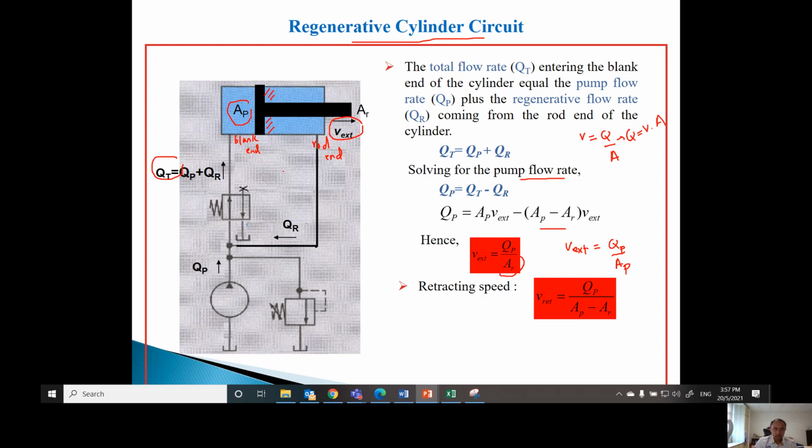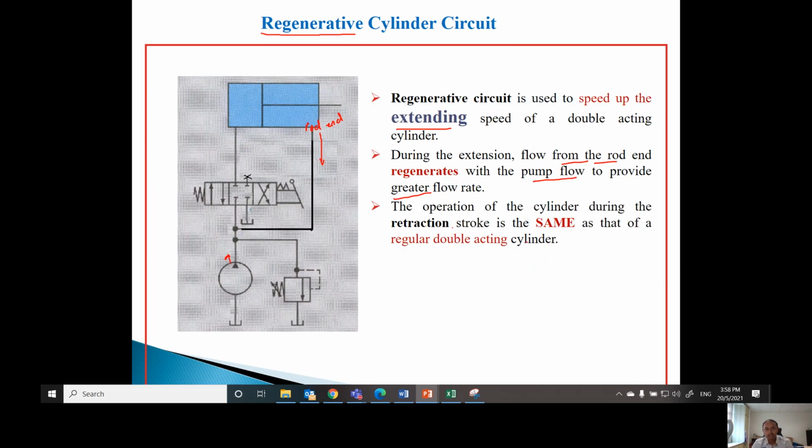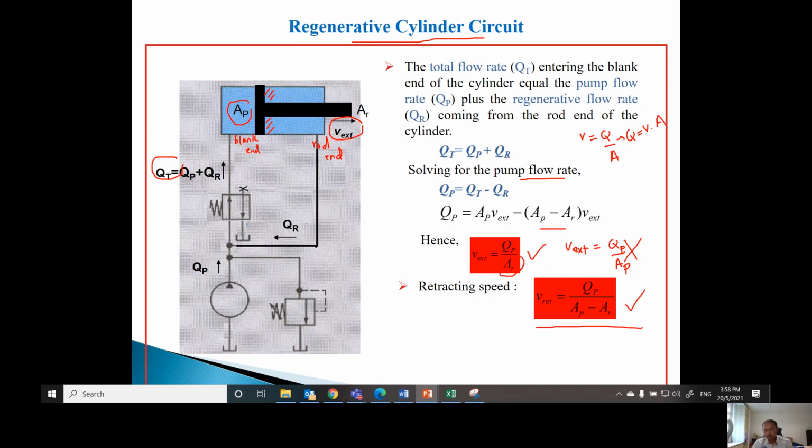But now, if you have a regenerative circuit, this formula is no longer correct, because now you have to use this formula to calculate the extension velocity for the regenerative cylinder. However, for the retracting speed, the formula is the same as with the conventional circuit, which is QP divided by AP minus AR. And that is why, as I said before, the retraction speed is the same as the regular double acting cylinder, and it is also proven from this formula.